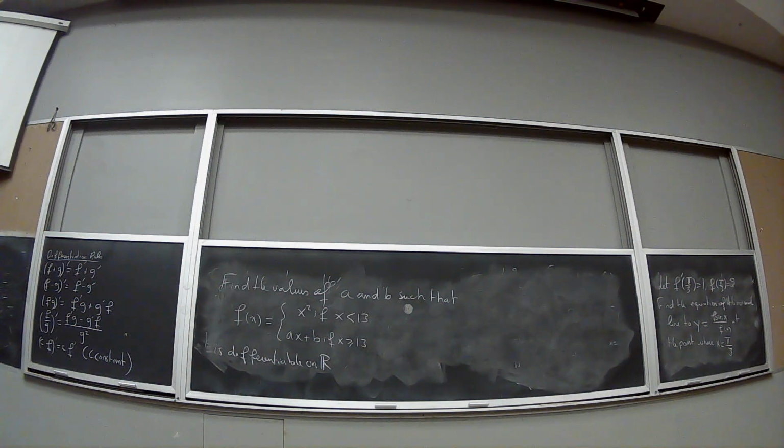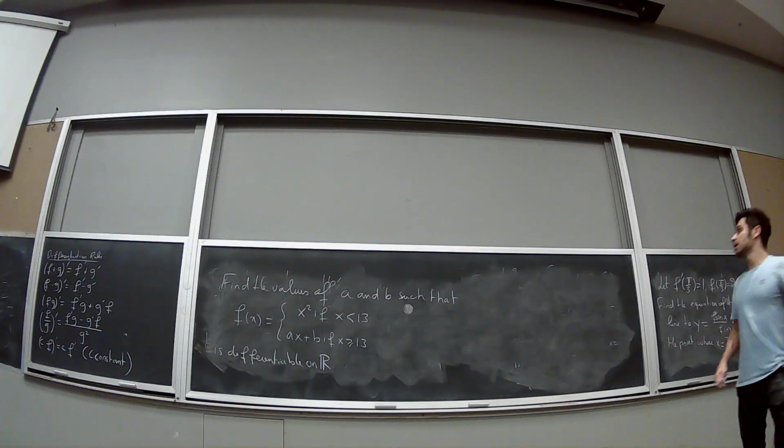So let's have a look here. Now notice, f is composed of two functions, right? I have two polynomials. One is a line and one is a parabola. We agree or not? Now, is the polynomial differentiable everywhere? Yes. Is the line differentiable everywhere? Yeah. So where is the only possibility where f is not differentiable? 13, right?